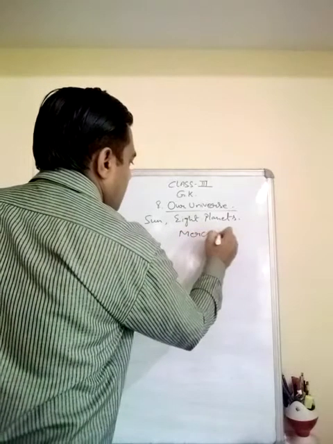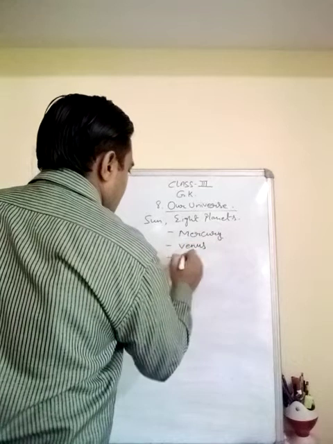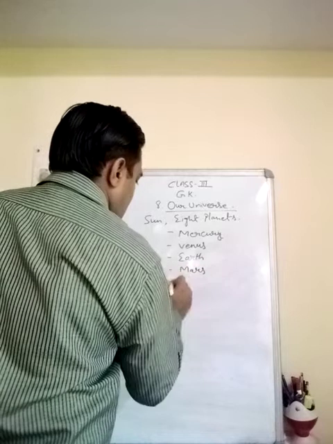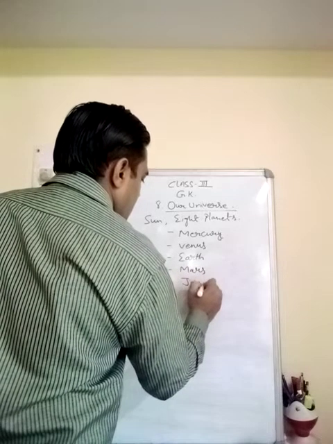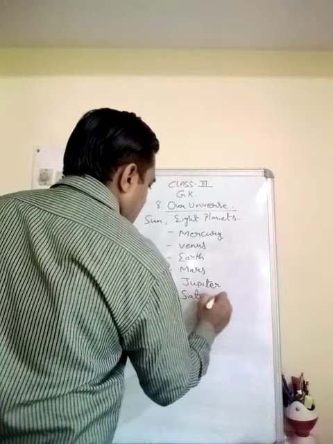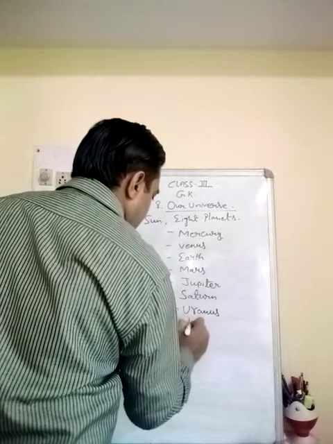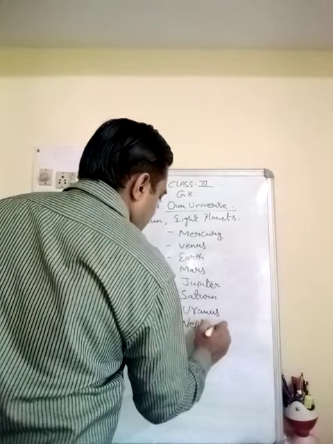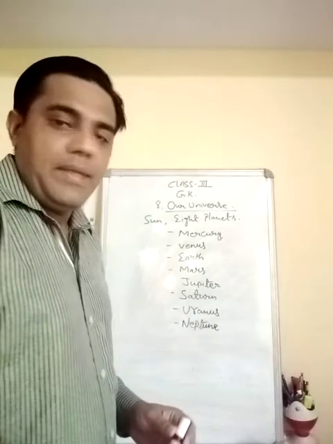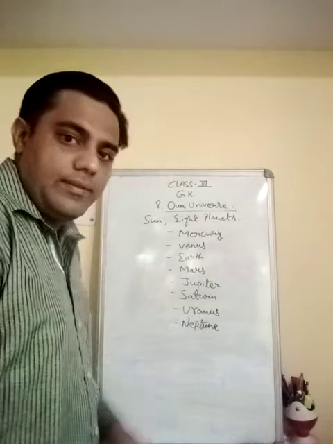Mercury, Venus, Earth, Mars, Jupiter, Saturn, Uranus, and Neptune. Okay, so the 8 planets in our solar system are Mercury, Venus, Earth, Mars, Jupiter, Saturn, Uranus, Neptune.